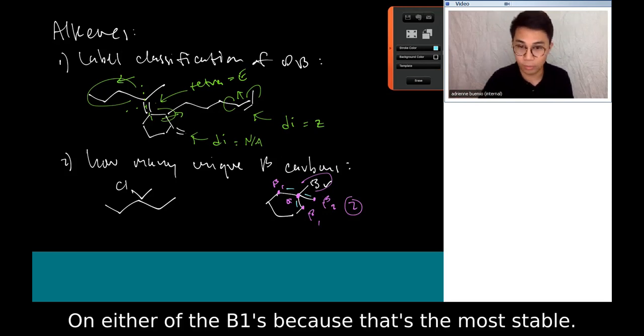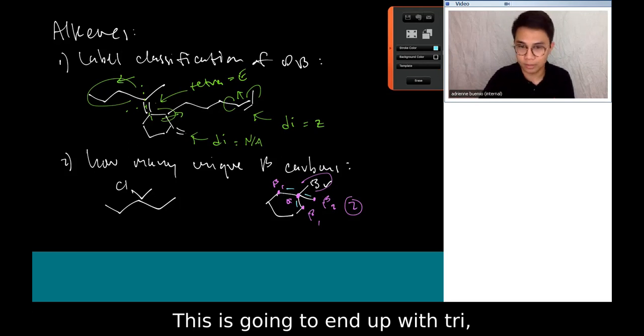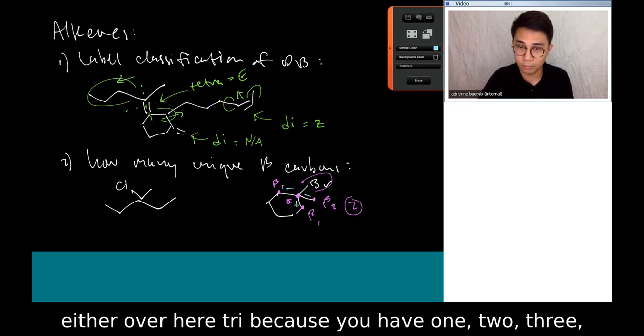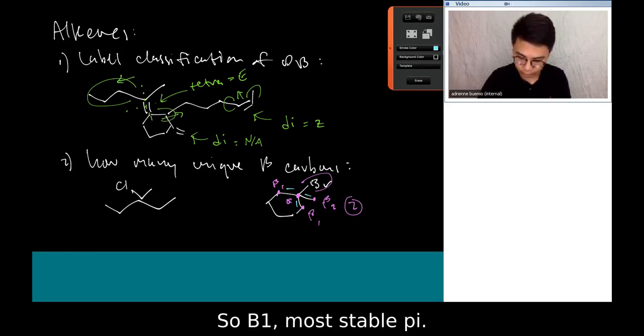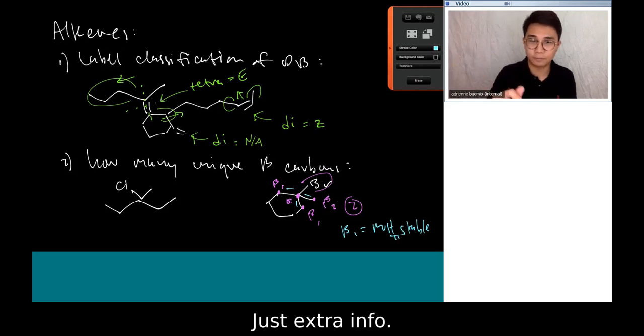On either of the B1s, right? Because that's the most stable. This is going to end up with, try, right? Either over here, because you'll have one, two, three, and this one as well. One, 2, 3. So B1 most stable, double pi bond. Most stable pi. Just extra info, right?